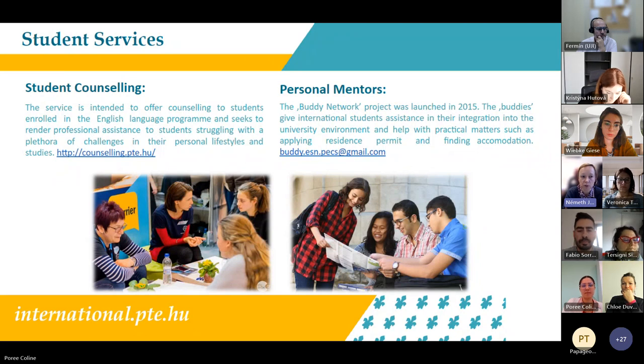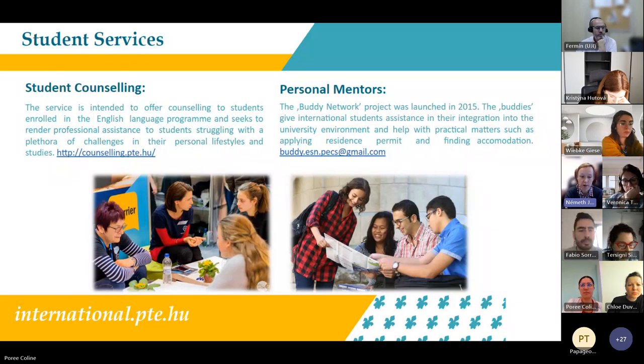Also, we have student counseling. I think these days it's very important that if some students have struggles concerning their studies or personal life, there is a counseling service they can contact, and it is in English as well. So it's a different kind of help apart from the teachers and the local students.